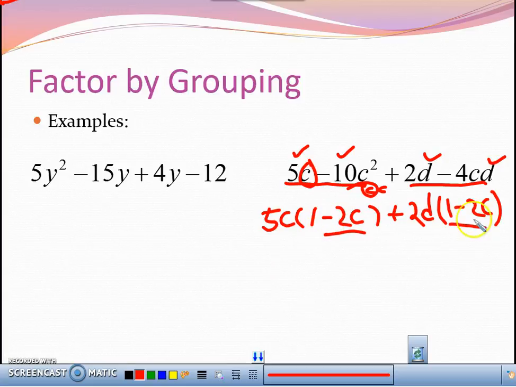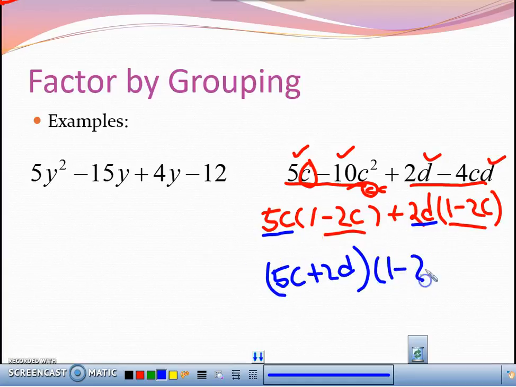So you have to have the same parentheses right here. They have to be the same. So right here, 5c and 2d, that's their GCF, so we put that in the front, always GCF in the front. Put that around parentheses, and then 1 minus 2c, and that's the answer. Done.